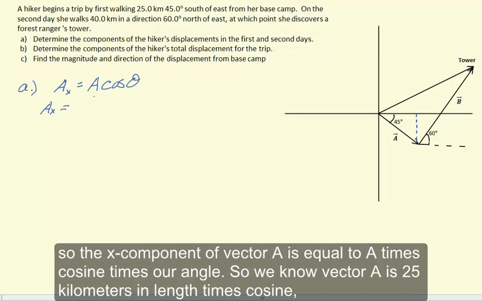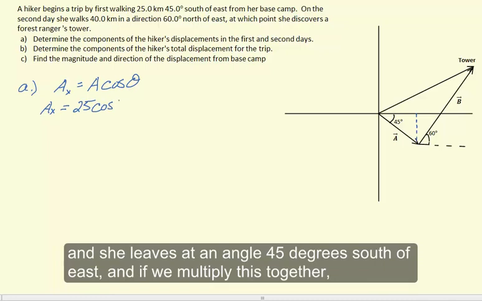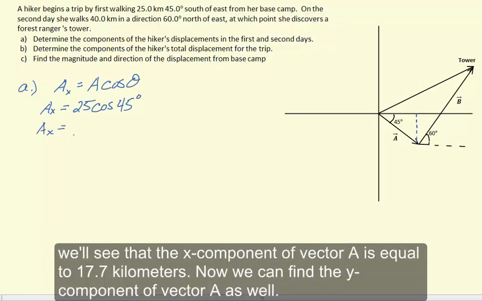So we know vector A is 25 kilometers in length times cosine, and she leaves at an angle of 45 degrees south of east. And if we multiply this together, we'll see that the x component of vector A is equal to 17.7 kilometers. Now we can find the y component of vector A as well.